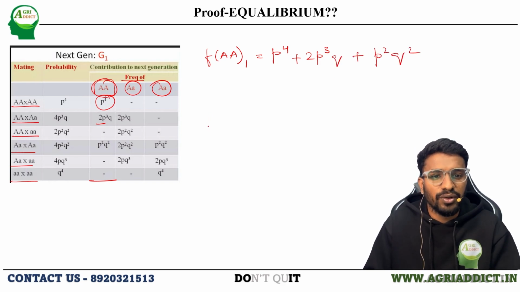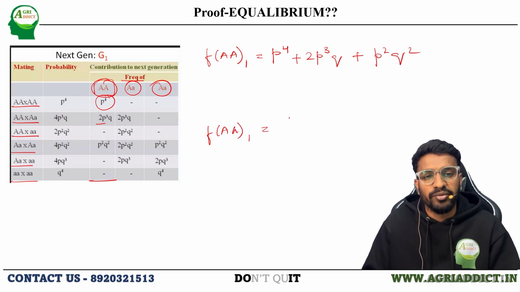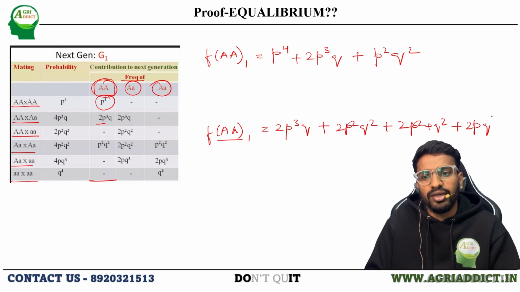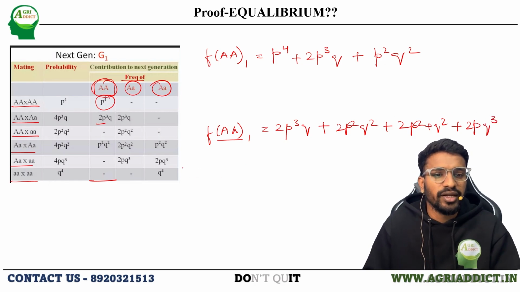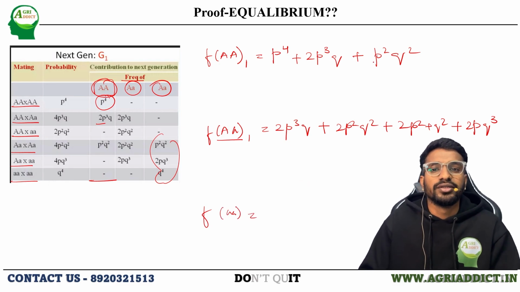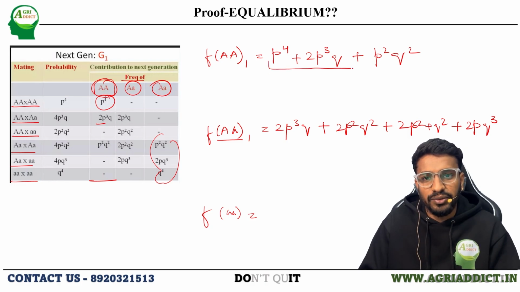Similarly, for all other cases, if I want to calculate the genotypic frequencies of capital A small a, I simply add the individual frequencies: 2p cube q, 2p square q square, 2p square q square, and lastly 2p q cube. Similarly, if I substitute these values, I will get the frequency of small a small a. So now what do we have to prove? We have to prove that this value is equal to p square.